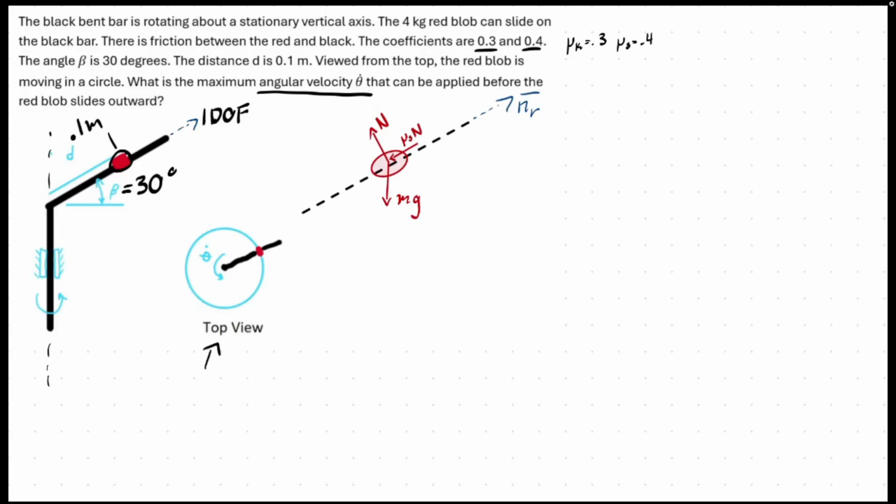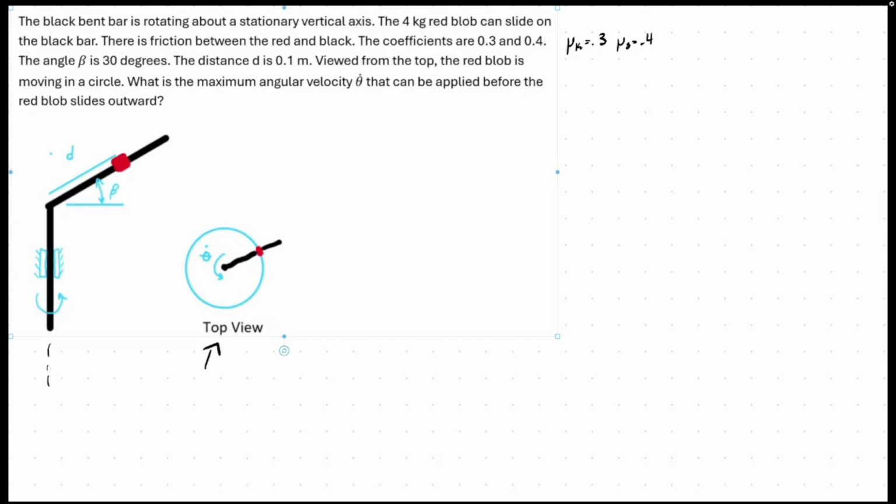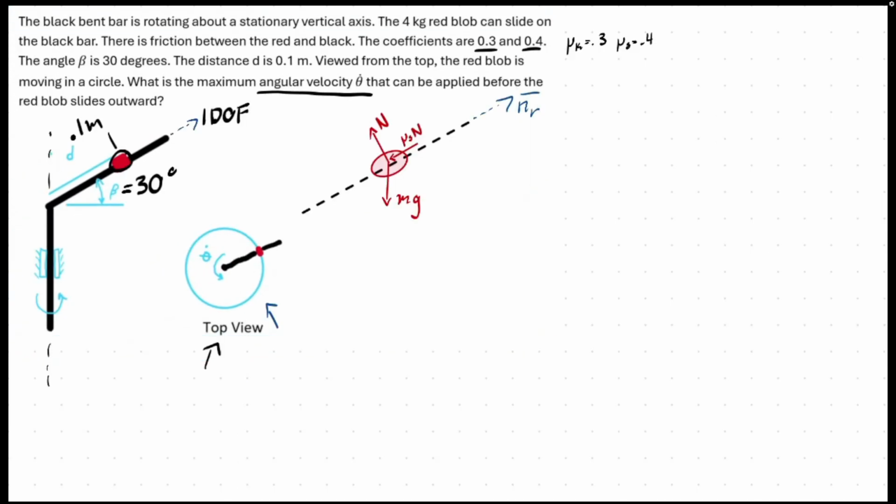But we have to look at the path that we're actually moving on. If you look at it from this top view, this path is a circle, and that's the circle we're moving on. It is not moving around this kind of pivot point. It's the red blob moving around like this, because that's the height that it's moving around.